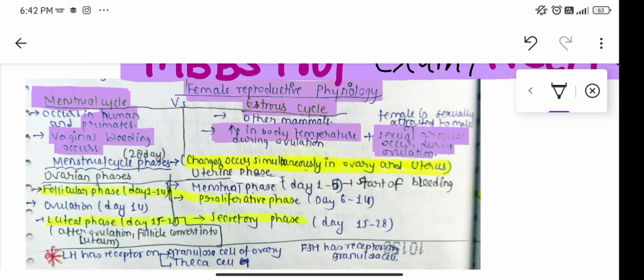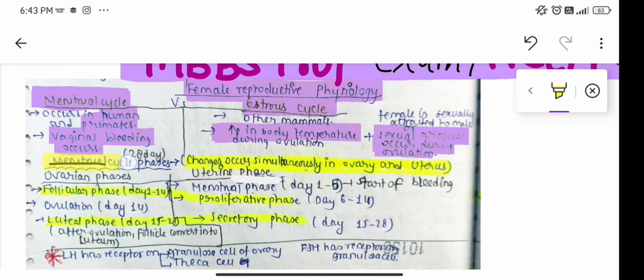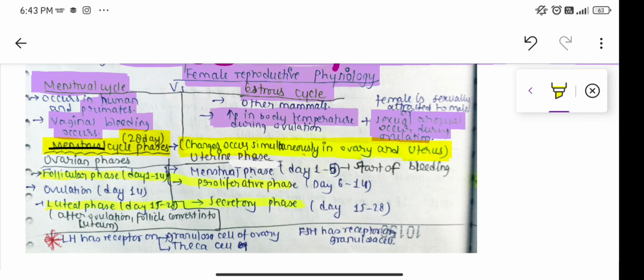First we have the menstrual cycle. The total duration of the menstrual cycle is 28 days. Now what are the changes? The changes occurring simultaneously in the ovary and the uterus are the menstrual cycle phases. So we can divide this menstrual cycle into two phases: the ovarian phase, the changes that occur in the ovary, and the uterine phase, the changes that occur in the uterus.